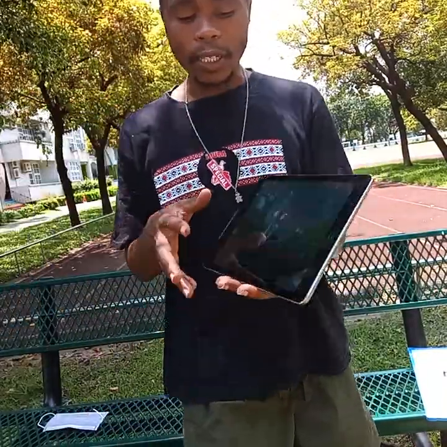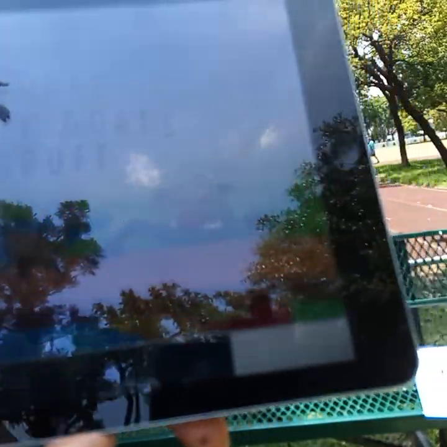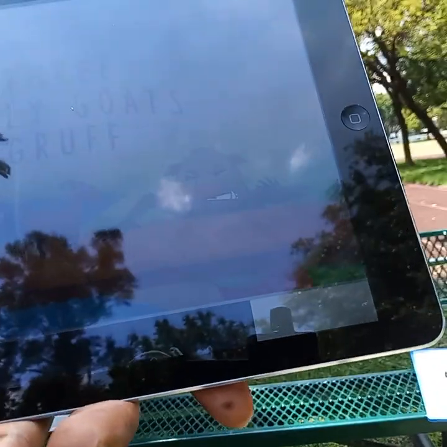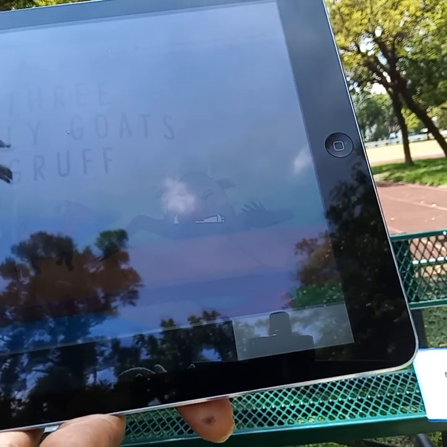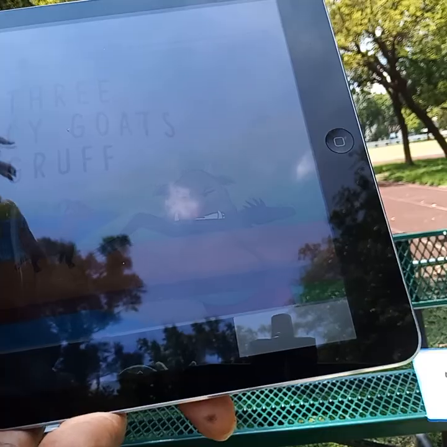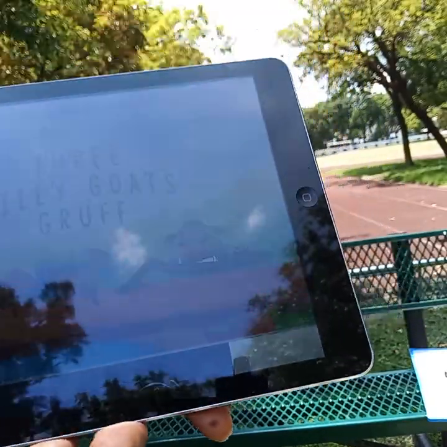So the story is about these goats, okay? Look at the picture, 1, 2, 3. There are three goats, and there is a monster. Can you see a green monster? So the story is about the three billy goats and the gruff. We're talking about three billy goats and the monster, and we call the monster Gruff.